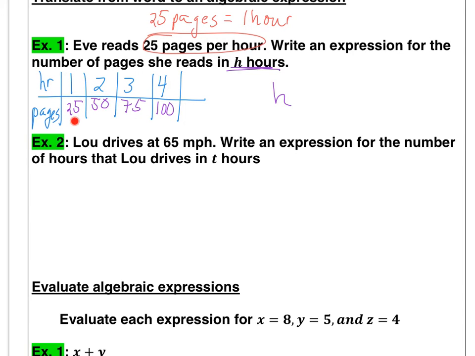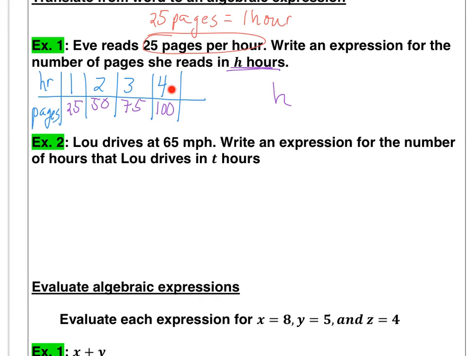So to go from 1 to 25, I could either add 24, or I could take 1 times 25 is 25. To go from 2 to 50, I could either add 48, or I could do 2 times 25 is 50. To go from 3 to 75, I could add 72, or I could do 3 times 25 gives me 75. Do you see a common pattern here? If I multiply each one of these by 25, I get these answers. So that's the common theme that's going through here.